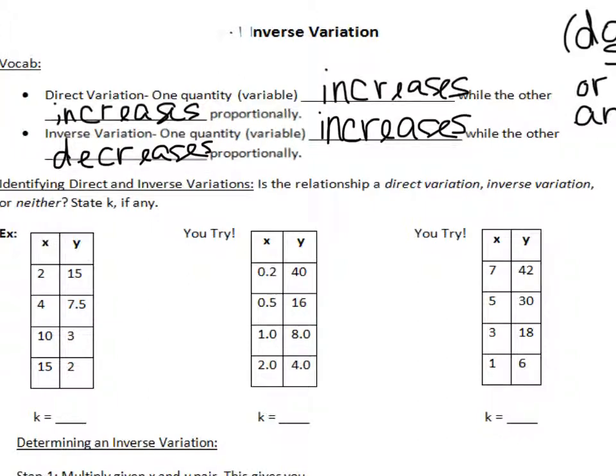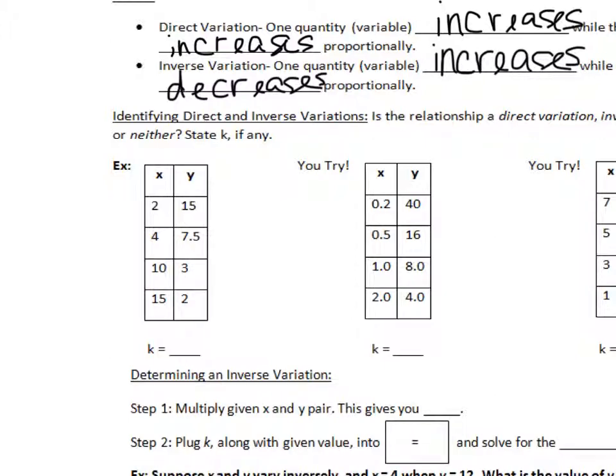So let's get started here. So our first example, we're looking at, do my x's and y's both increase or both decrease? So my x's are going up, 2, then 4, then 10, then 15, but my y's are going down, which means this isn't a direct, this is an inverse.